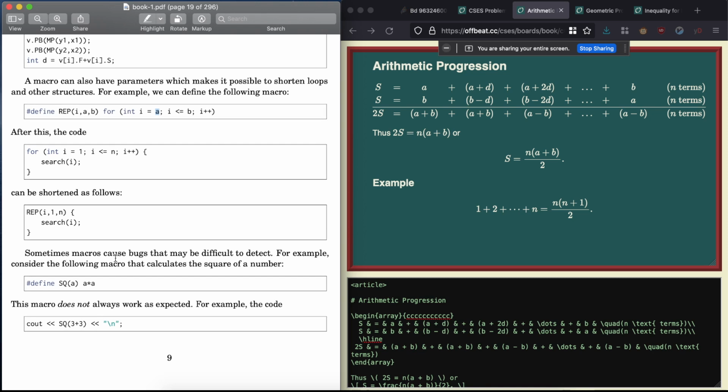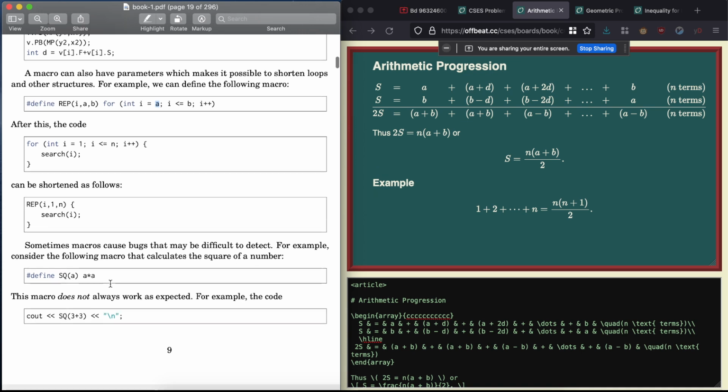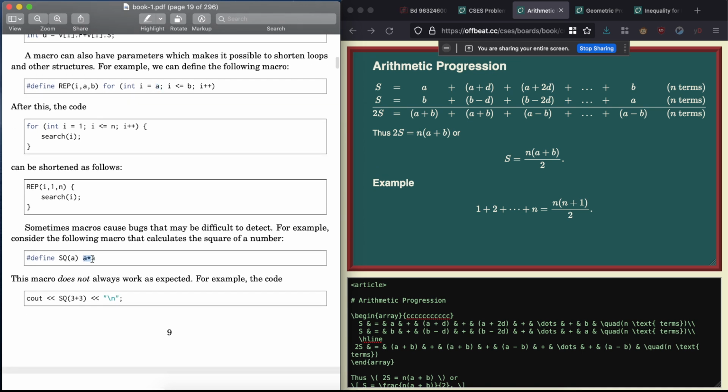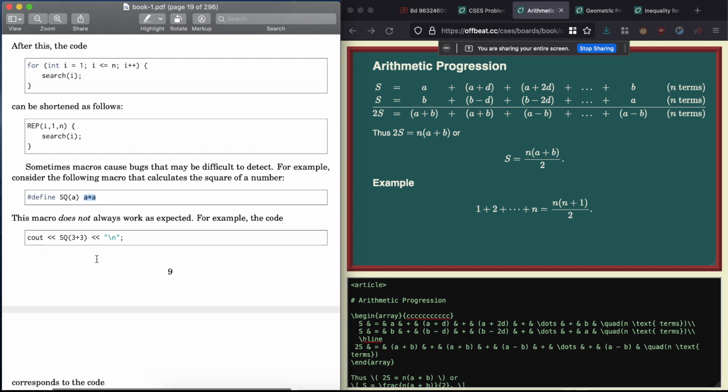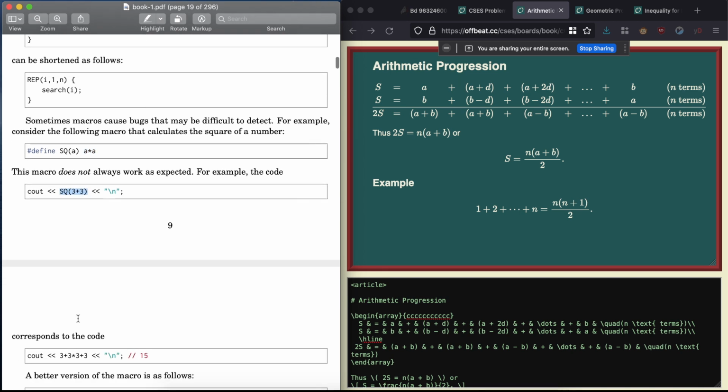Sometimes macros cause bugs that may be difficult to detect. For example, consider the following macro that calculates the square of a number. If we define a macro like this, and this is a bad way to define this macro, but let's say we do this inadvertently, what would happen when we try to do square of 3+3? It would expand to this. What we expect the result to be is 36, because we expect that square of 3+3 would be the same as square of 6, which is 36.